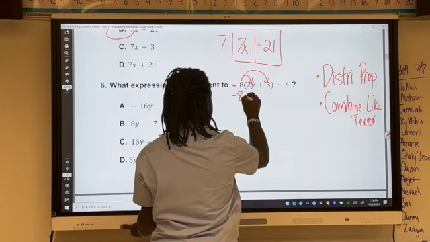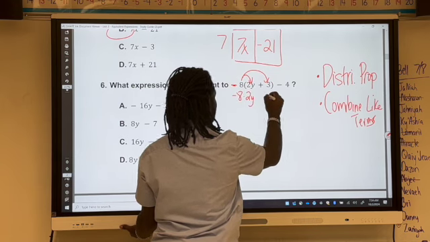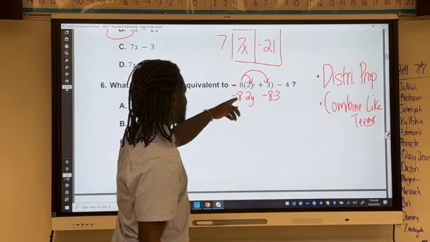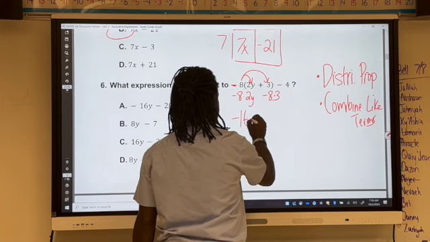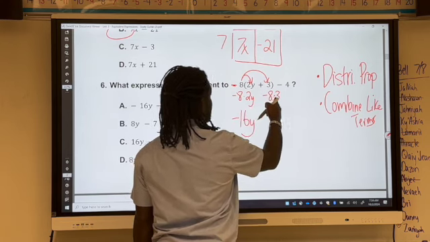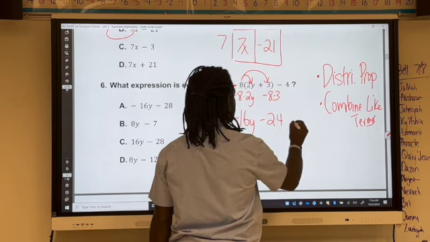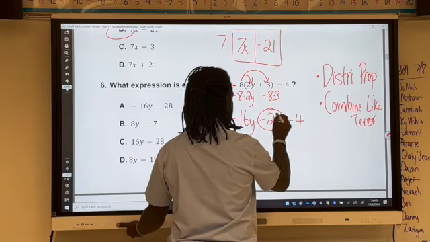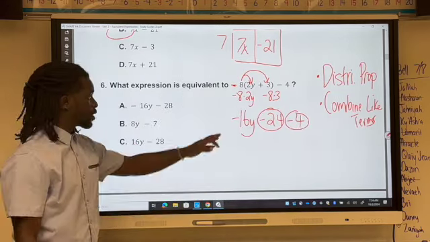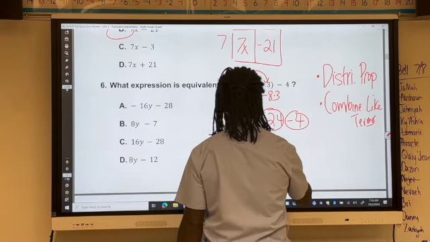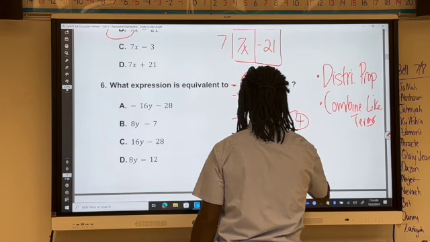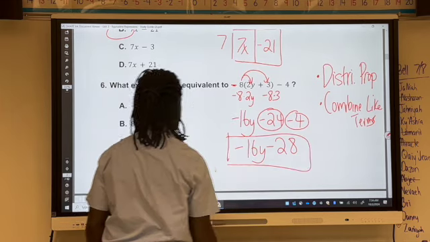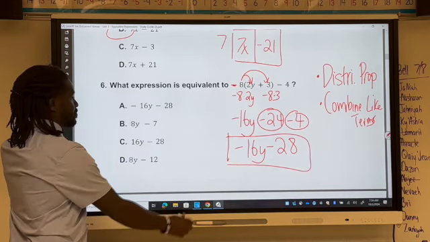So negative 8 times 2y, and then a negative 8 times 3. When I multiply that, negative 8 times 2y is going to give me negative 16y. Negative 8 times 3 is going to give me a negative 24, and then I'm going to bring that 4 down. And so when I bring it down, now I'm going to combine my like terms. I got negative 24 minus 4, and that is going to give me a negative 28. And so it's negative 16y, bring that down, and this is my answer here. So negative 16y minus 28.